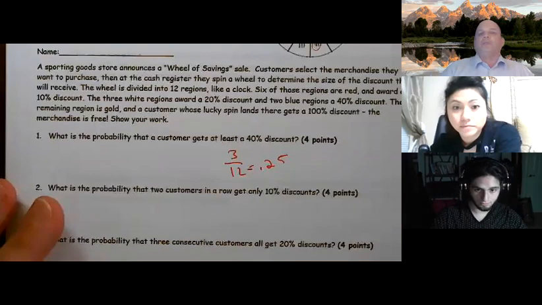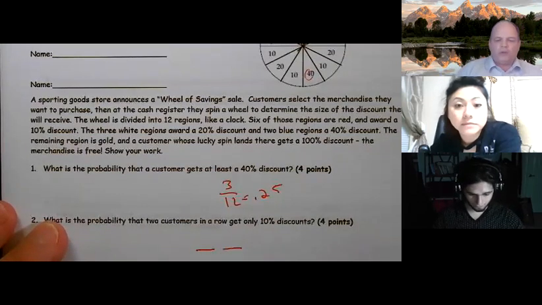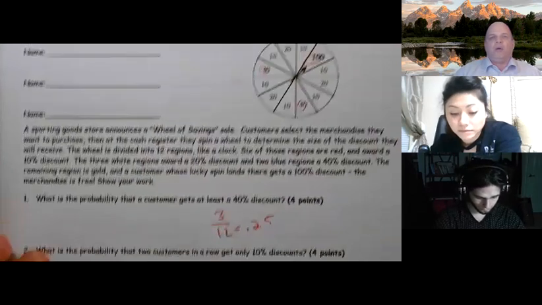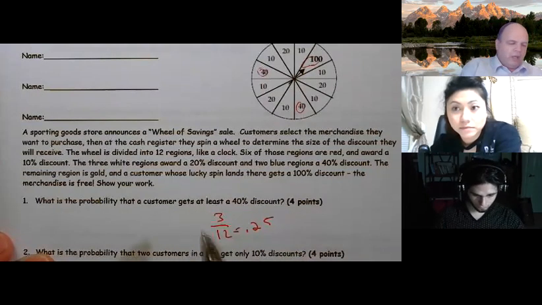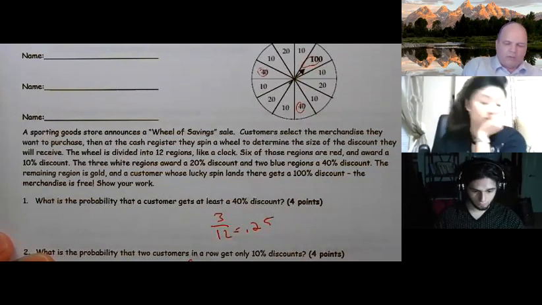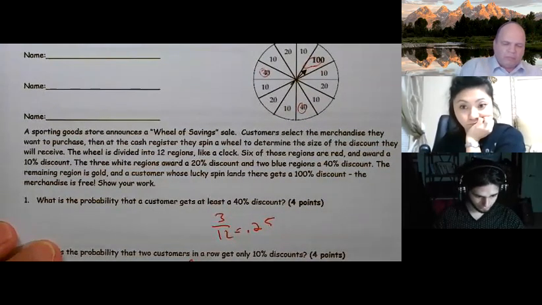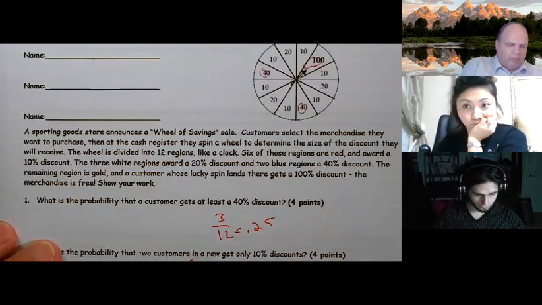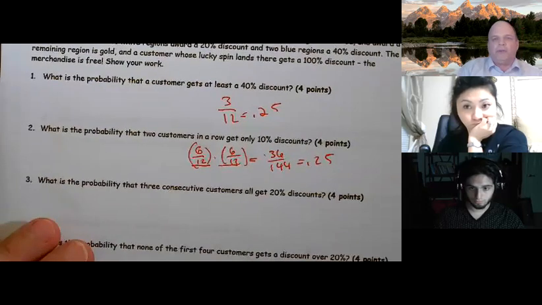What's the probability that 2 customers in a row get only a 10% discount? So we have 2 customers, so consequently 2 blanks, and when we look at the 10% discounts, we have 6 of them, so 6 out of 12, and they're independent, so the probabilities are not changing. Okay? And by the way, if you just have the 6 over 12 times the 6 over 12 equaling 0.25, Ms. Lamb and I are very, very thrilled with that, and I'm sorry I didn't have that up for you to see.